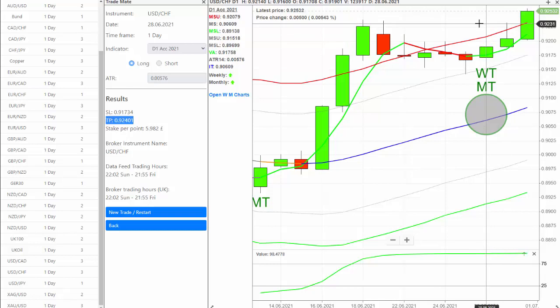Where does it get to? Day one, not quite there. Day two, where we are now, 92.40. It's hit it. It's gone about 10, 12 points through that objective. We're well past it, even considering the spread, and a really nice, again, profitable opportunity on dollar Swiss.